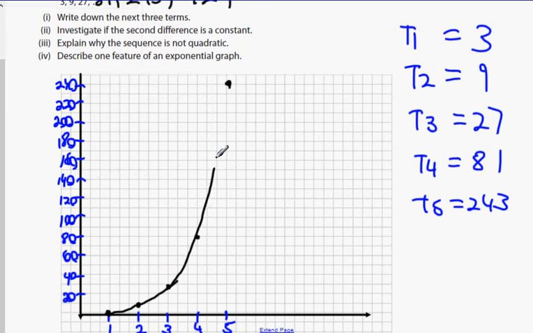This one here, guys, look at it. Do you see the curve on it? See the way it's a curve and not a straight line? This is what an exponential series looks like.